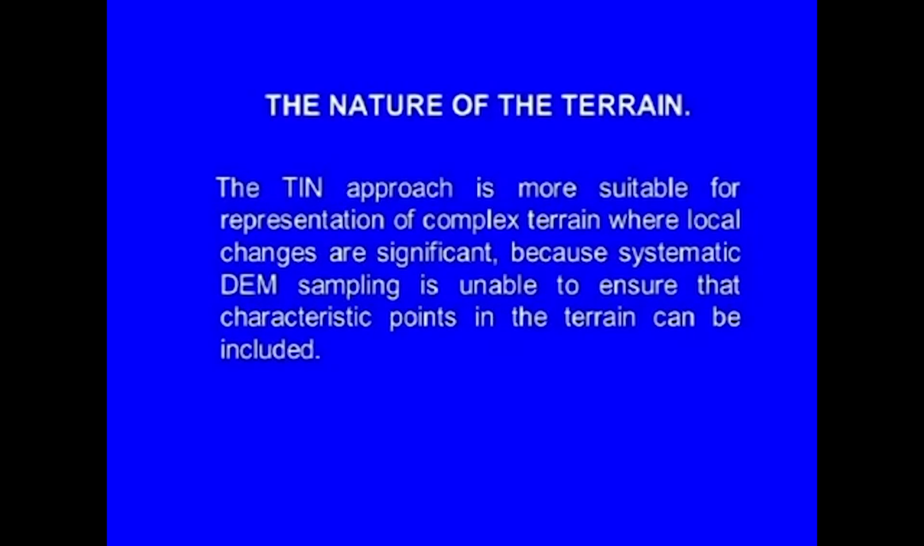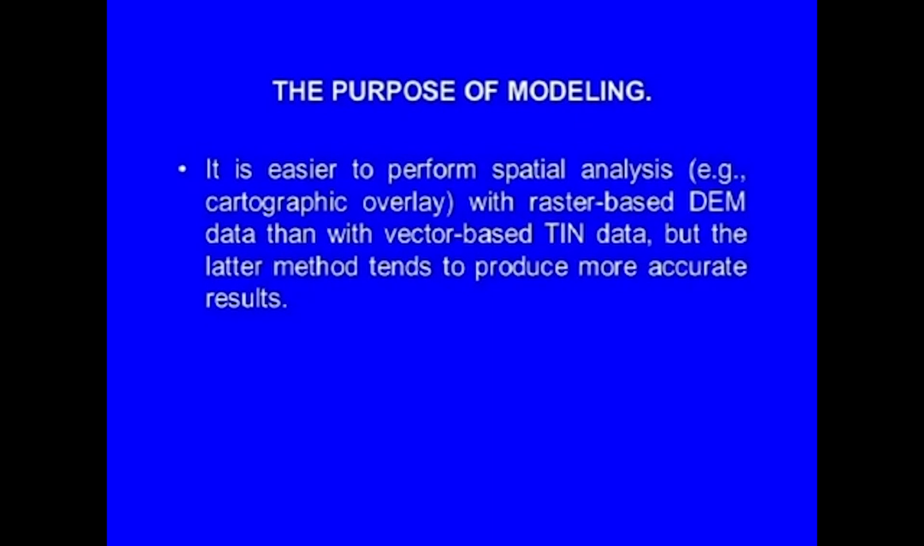First is the nature of the terrain. The TIN approach is more suitable for representation of complex terrains where local changes are significant because systematic DEM sampling is unable to ensure that characteristic points in the terrain can be included. The next is the purpose of modeling. It is easier to perform spatial analysis, that is cartographic overlay, with raster based DEM data than with vector based TIN data, but the latter method tends to produce more accurate results.